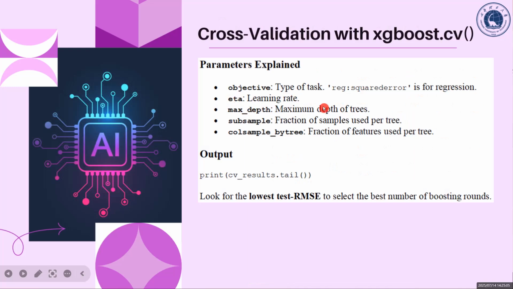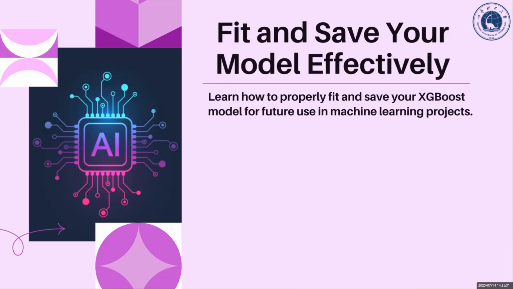Then we have eta, which is the learning rate, the max depth, which is the maximum depth of trees, the subsample, which is the fraction of samples used per tree. Then we have the column sample by tree, the fraction of the features used by tree. Now, for our output, it's going to print cv_results.tail. This looks for the lowest test RMSE to select the best number of boosting rounds.